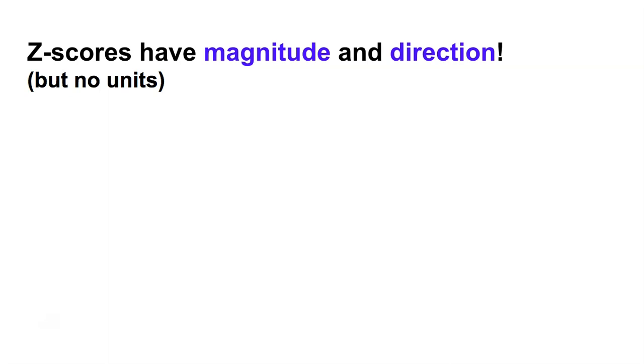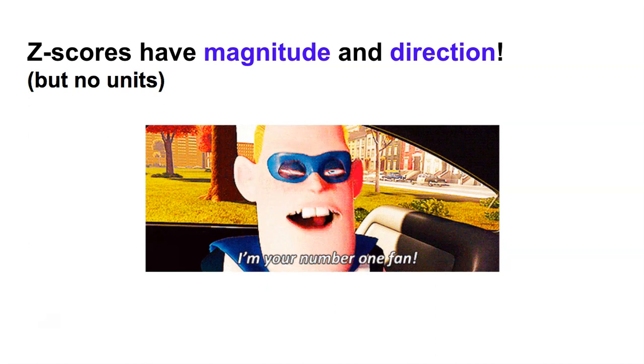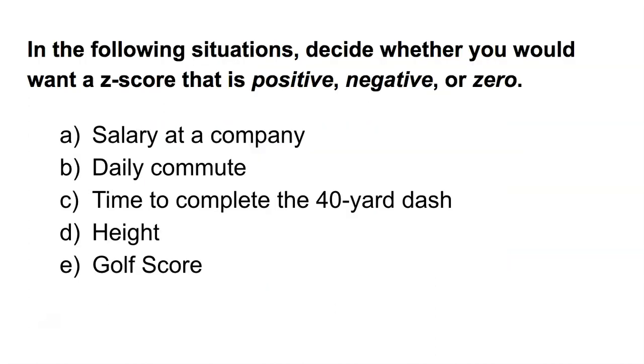And you might be familiar with a certain character who mentions that he has both magnitude and direction, if you're familiar with The Incredibles. But the following situations decide whether you would want a positive z-score, a negative z-score, or no z-score, a zero z-score. Salary at a company, you'd want a positive z-score. You'd probably want to make above average money. The daily commute, well, it depends how close you want to be to your work, but you might want a negative z-score. If everyone else averages 30 minutes to get to work, maybe you want to get there in 10. That'd be below average, a negative z-score.